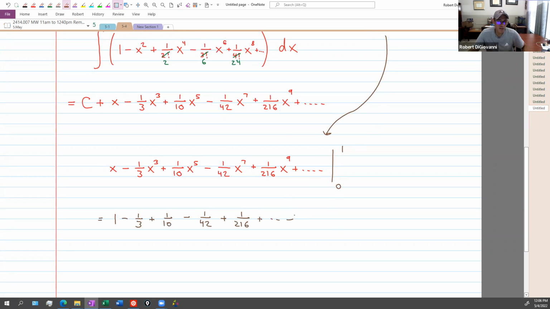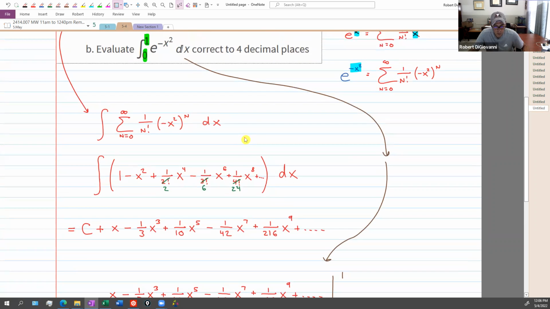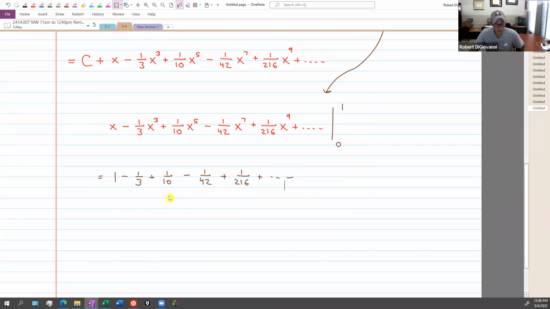How do I know I'm correct to 4 decimal places though, right? Isn't that what I wanted, 4 decimal places? Well, I can start looking at these numbers. This is 1 minus 0.333 repeated plus 0.1. Let's see, 1 over 42 is minus 0.0238 plus, I'm rounding there, 1 divided by 216. This is 0.0046, right?